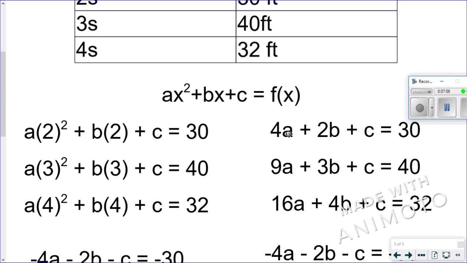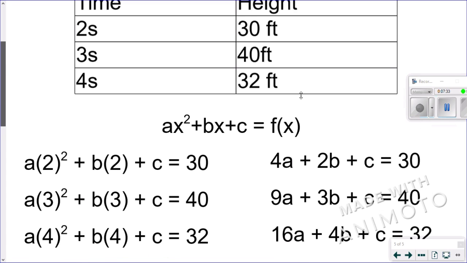2 squared is 4. So we have 4a plus 2b plus c equals 30. 3 squared is 9. So we have 9a plus 3b plus c equals 40. 4 squared is 16. So we have 16a plus 4b plus c equals 32. So there's that simplified. Now you might look and say, okay, what does this do? Guess what? It's our 3 variable system of equations here. So now we solve it just like we did in lesson 3.6.